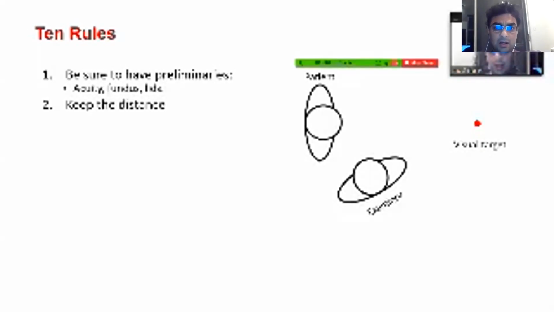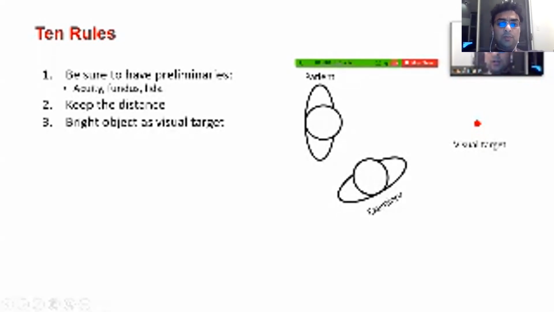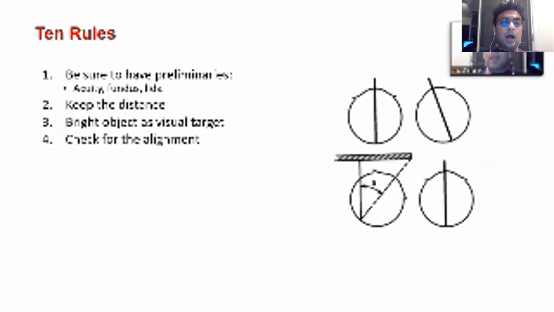Then I also keep the object bright. So remember, a lot of our patients are elderly, right? And when they're elderly, they may not have necessarily good vision. And in that case, you have to make your object as bright as possible. I try to keep a red color object, which is typically good for almost everybody.